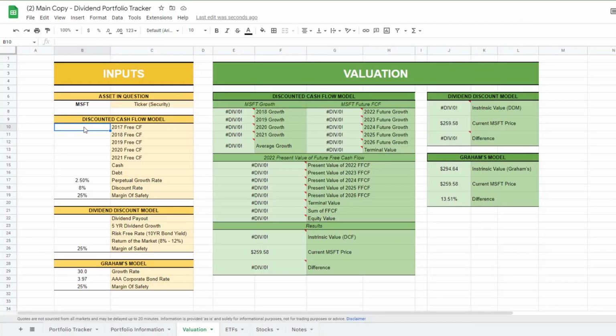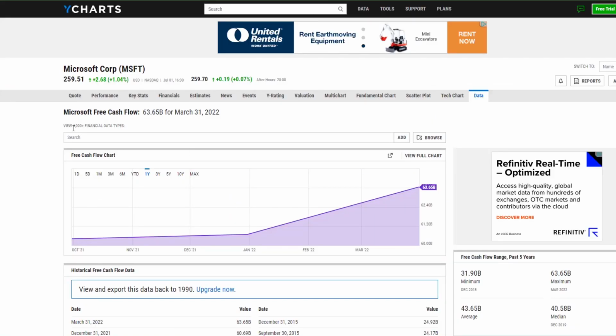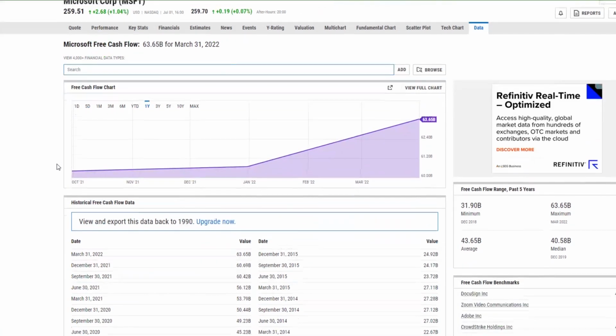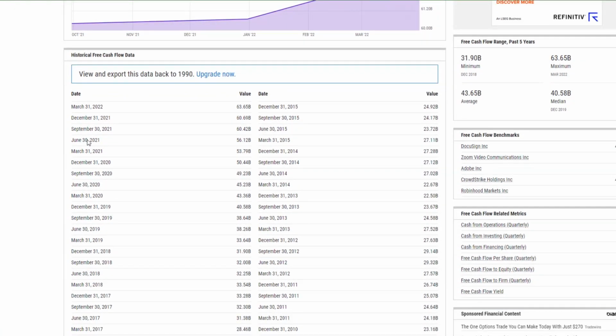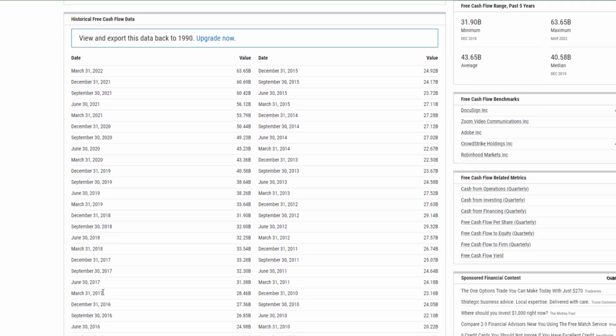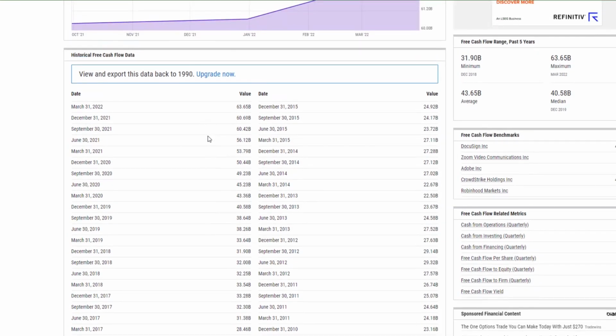To be able to find the free cash flow for the past 5 years, what I did was go to a website called YCharts, came over to data, typed in free cash flow, and came down here and added up the free cash flow from these quarterly figures. And for 2021, 2020, 2019, 2018, and 2017, they have all of the cash flow numbers.